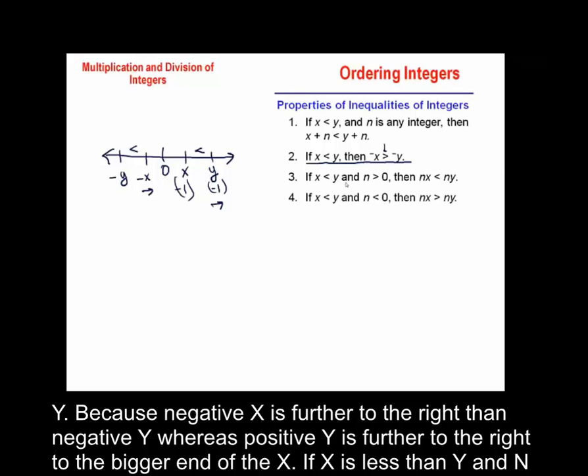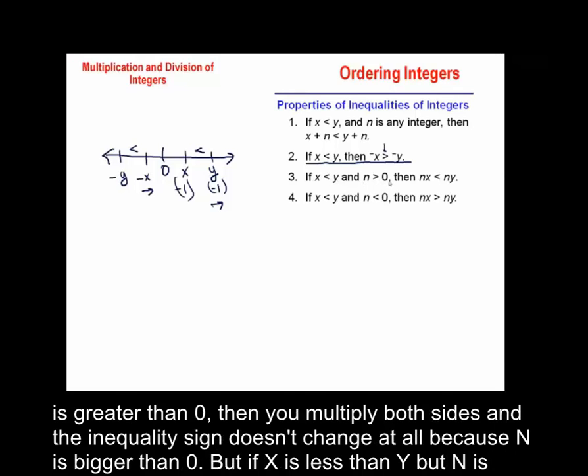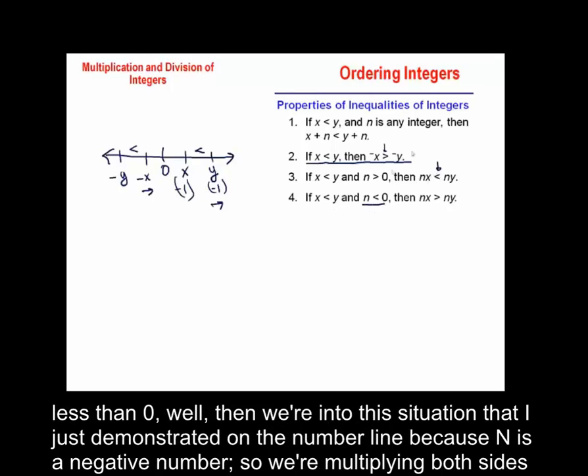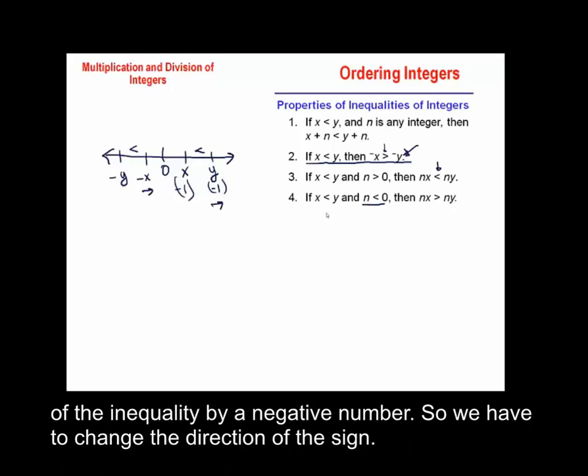If x is less than y and n is greater than 0, then you multiply both sides, and the inequality sign doesn't change at all because n is bigger than 0. But if x is less than y but n is less than 0, well, then we're into this situation that I just demonstrated on the number line, because now n is a negative number, so we're multiplying both sides of the inequality by a negative number, so we have to change the direction of the sign.